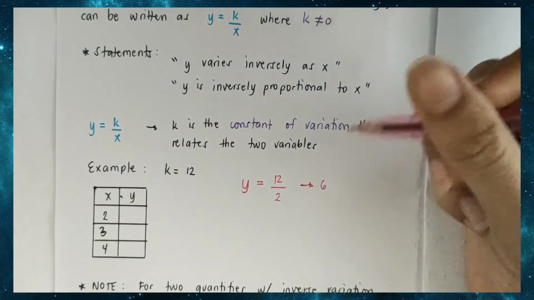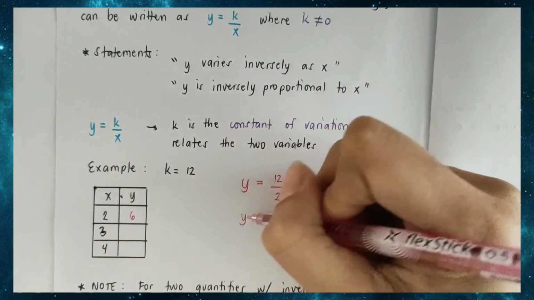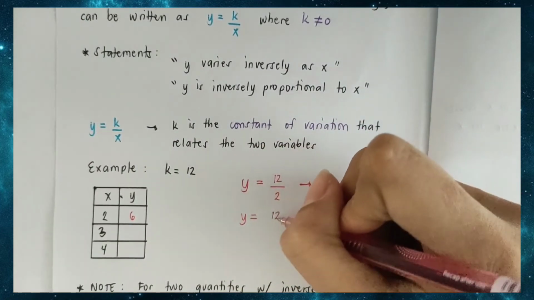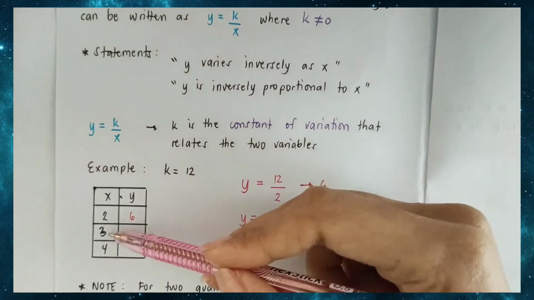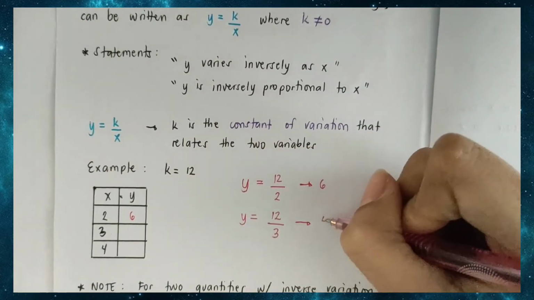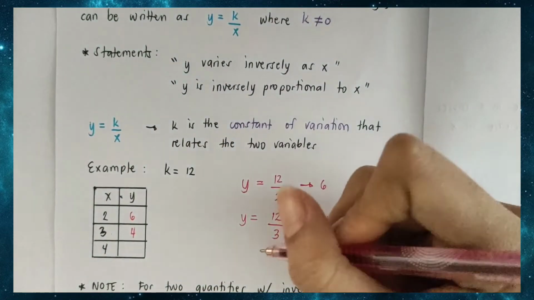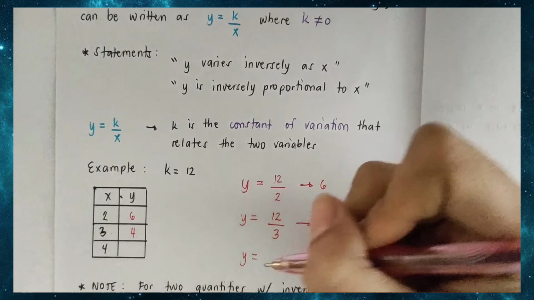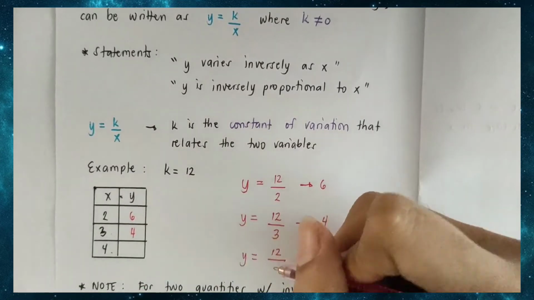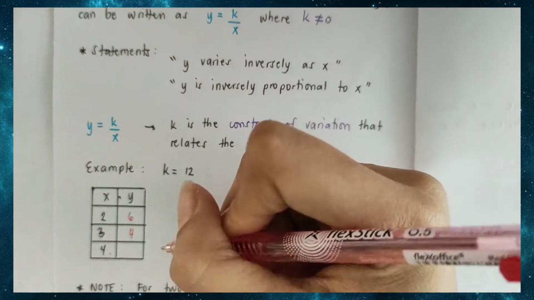So we need to plug in 6 on our table here. Next, y is equal to 12 as our k divided by x, which is 3. 12 divided by 3 is 4. So input on our table. Last but not the least, we have 12 divided by 4, which gives us 3.